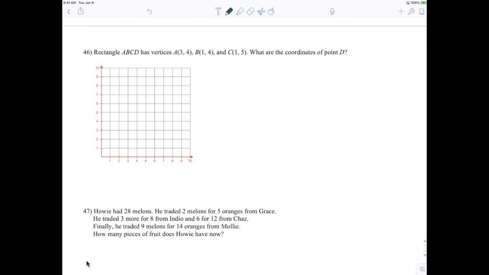So who did the rectangle properly? What was the point? 3, 5. Anybody else get 3, 5? That was kind of easy, right? Just plotting the points. Everybody good with 3, 5? All right, let's move forward. Okay, I wasn't too happy about this problem right here. It's kind of annoying, wasn't it?